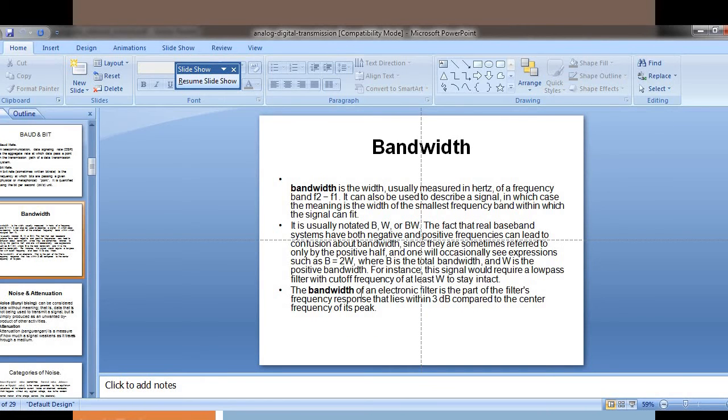Again, one terminology is bandwidth. Bandwidth is usually measured in hertz. For a frequency bandwidth of f2 minus f1, it can also be described for a signal, in which case the meaning is the width of the smallest frequency band within which the signal can fit.